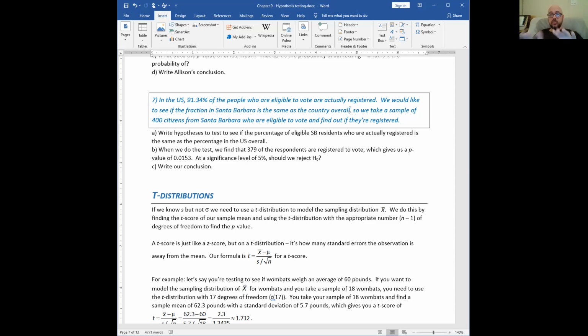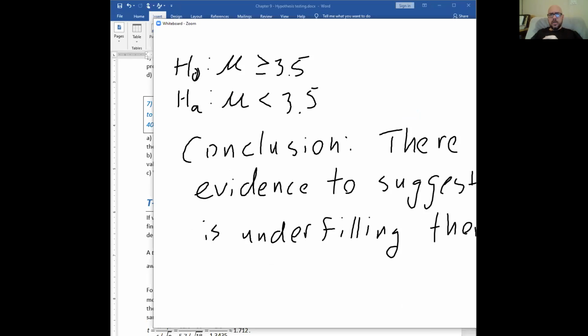So we'll talk about that a little bit later. That does turn out to be really relevant to us. But for right now, I'm just telling you what the p-value is, right? The p-value after we calculate it is 0.0153. So let's write some hypotheses, see what we're going to do with that p-value, and write our conclusion. Clear this off.